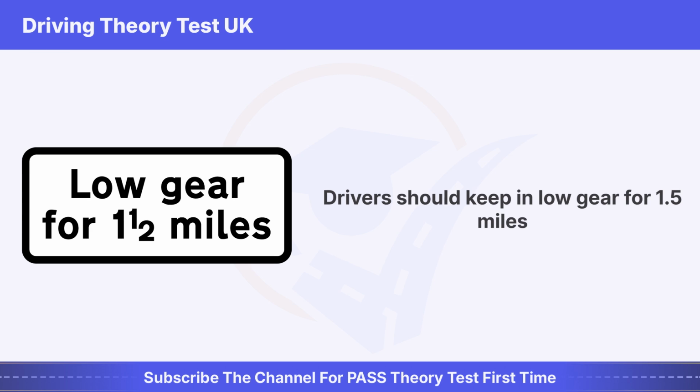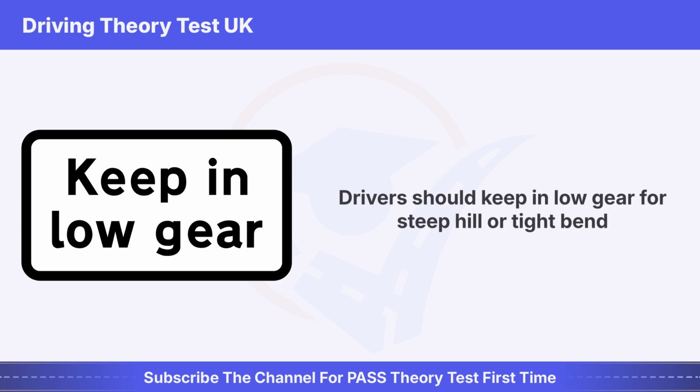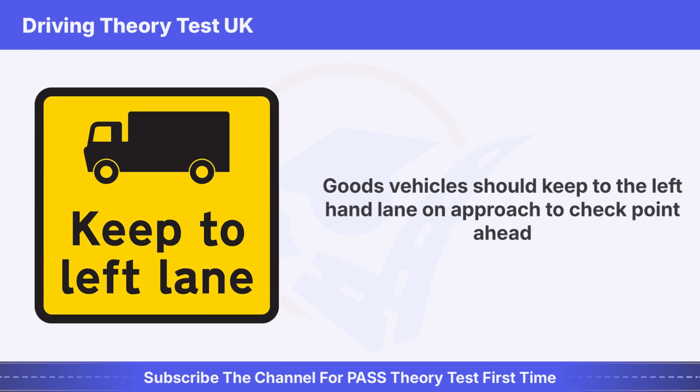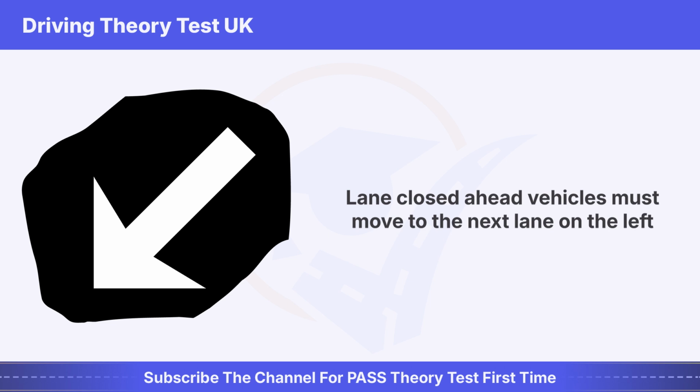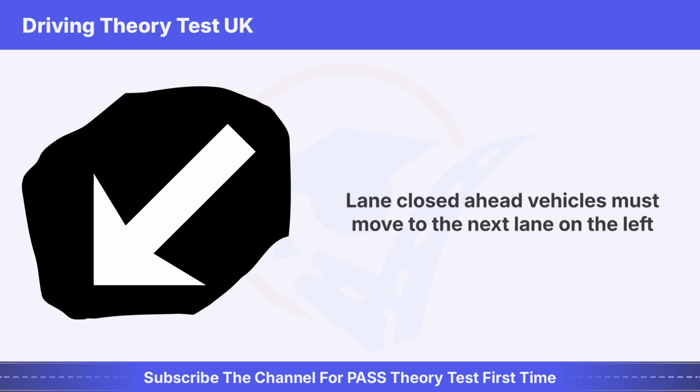Drivers should keep in low gear for 1.5 miles. Drivers should keep in low gear for steep hill or tight bend. Goods vehicles should keep to the left-hand lane on approach to checkpoint ahead. Drivers should keep their distance from the vehicle in front. Lane closed ahead, vehicles must move to the next lane on the left.